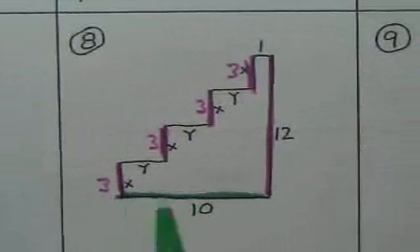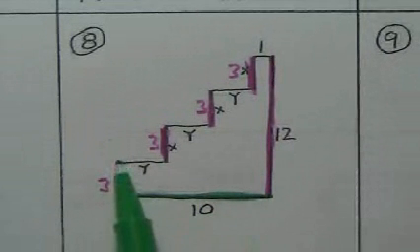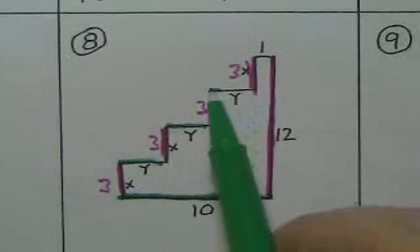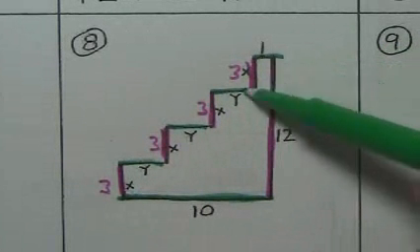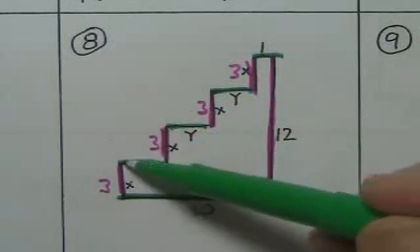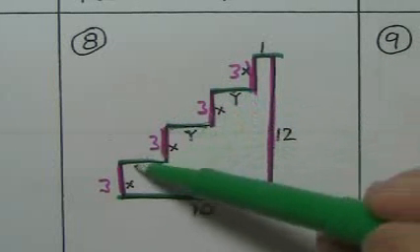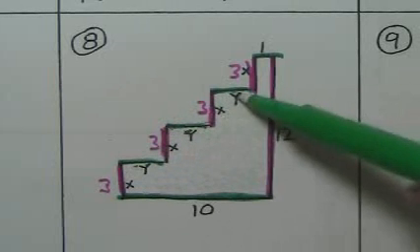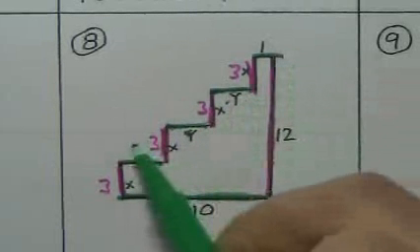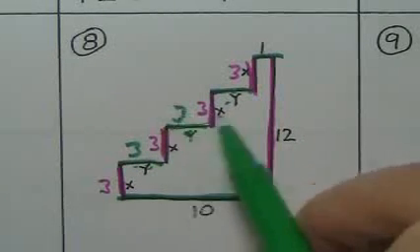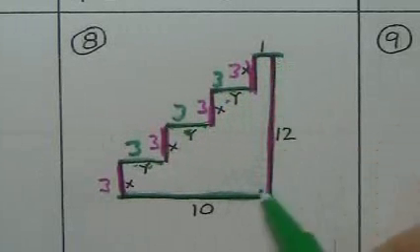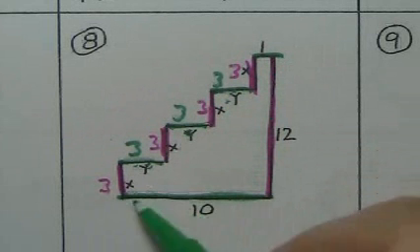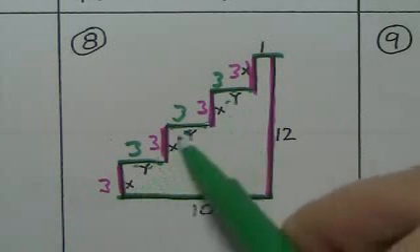Okay, going horizontally, that's 10. So all of these must total up 10. Well, here's 1 right now, so these 3 must total 9. These 3 have to equal 9. And they're all the same, so they must be 3 also. 3, 3, and 3 makes 9, and 1 more makes 10. So the x is 3, and the y's are 3.